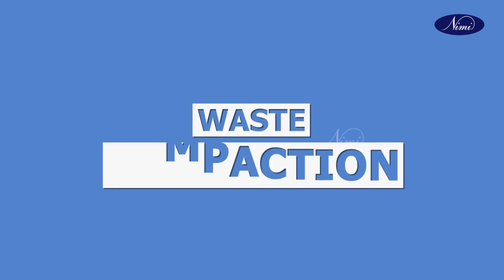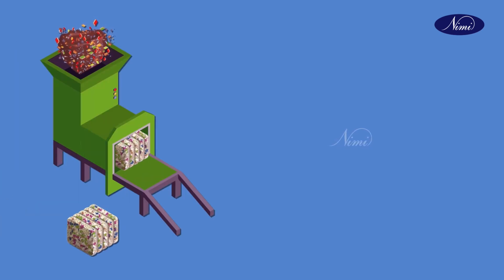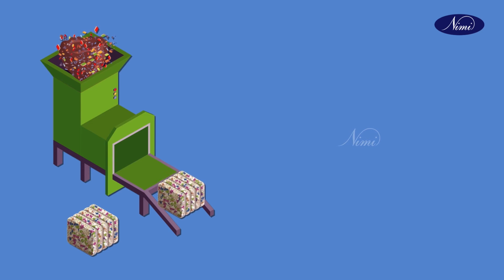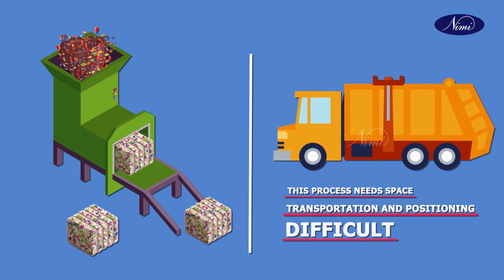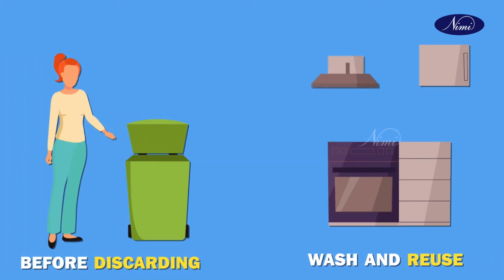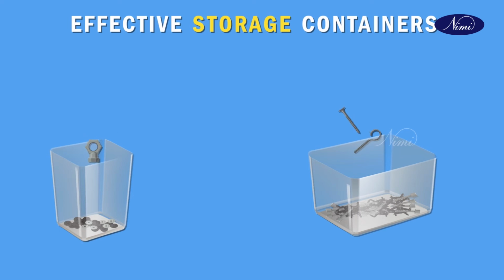Next method is waste compaction. The waste materials such as cans and plastic bottles are compacted into blocks and sent for recycling. This process needs space, thus making transportation and positioning difficult. Next method is reuse. Before discarding an item, think about the possibility to wash and reuse it. For example, plastic tubs, butter or ice cream cans, juice cans may become effective storage containers for a range of small items like nails or screws.